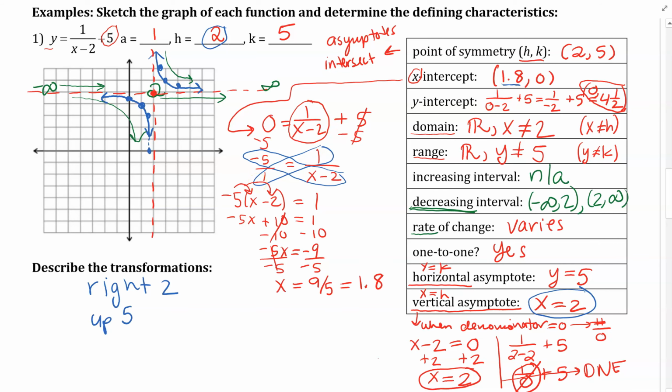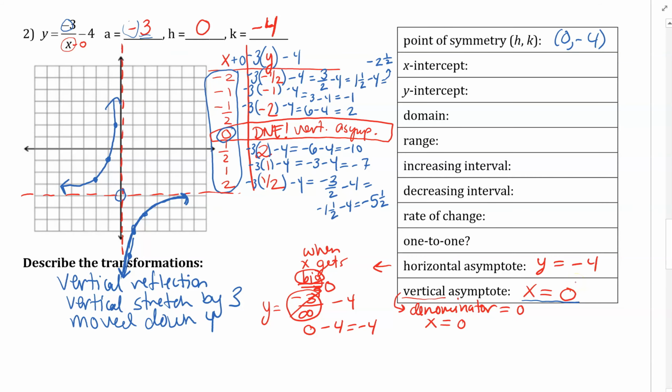Let's take a look at number 2. So again, with example 2, yesterday we did the graph of example 2, and we also figured out what the vertical asymptote would be, what the horizontal asymptote would be, and also what our point of symmetry was. So those parts are done.